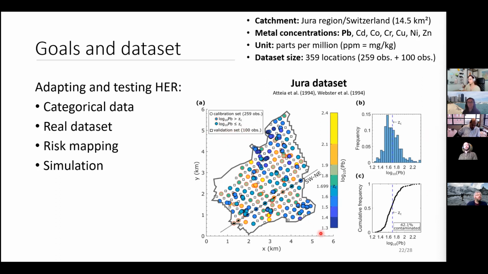And based on local regulations, soil with lead concentrations above this critical threshold here of 1.699 is considered contaminated. And they are indicated by this red outline here. And 42% of our locations are above this critical threshold and then considered contaminated.